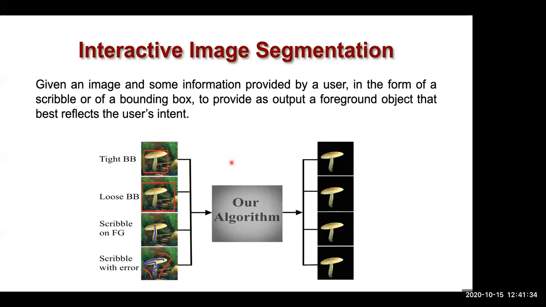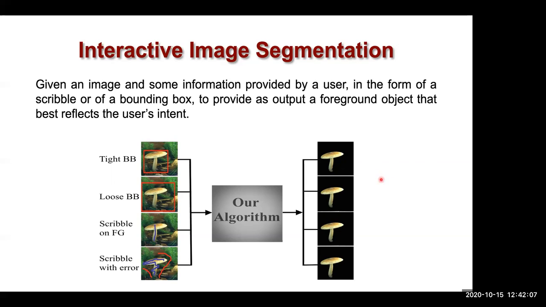Or another option would be that the user just draws a scribble over a part of the object he's interested in, or maybe, like in this case, he might want to use two kinds of scribble, one for the object, the blue one, and the red one is for the background. So our algorithm takes as input the image and the constraint expressed by the scribble or by the bounding box, and provides you the segmentation of the prominent object that the user has pointed to.